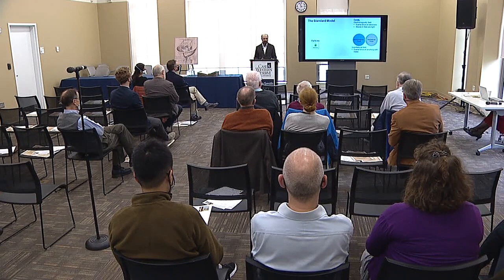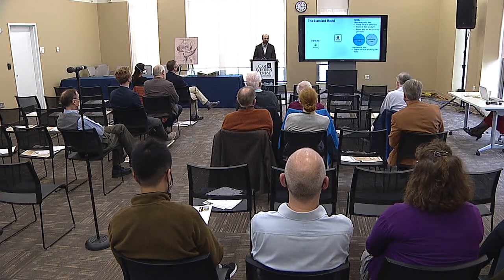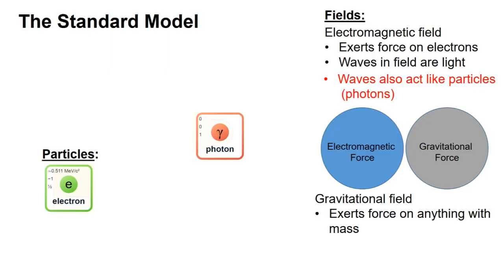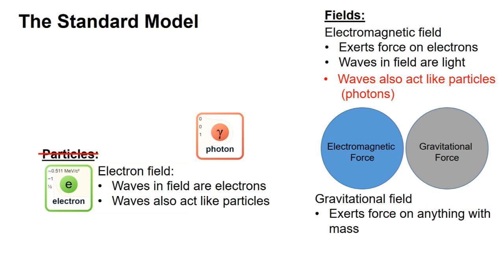But then, near the beginning of the 20th century, we found out that these waves of light also act like particles in certain situations, and we call those particles photons. So now we've got two particles, but also this wave-particle duality. Not long thereafter, people realized that electrons also act like waves, not just like particles. And so now actually everything is a field. There's an electron field, and the waves in that field are particles.